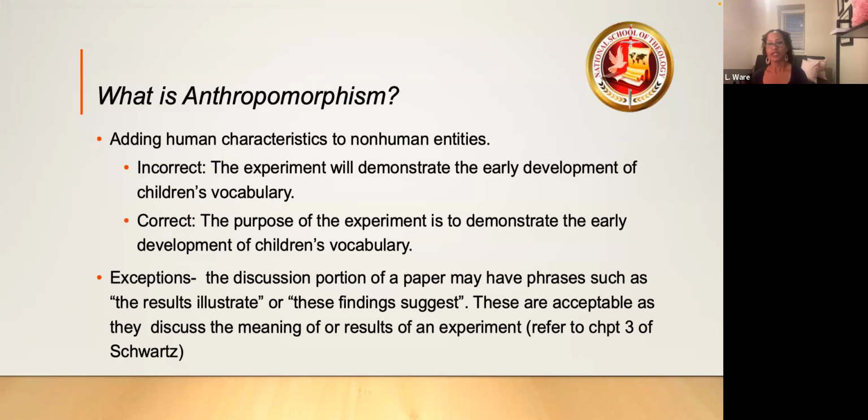So if the discussion part of the paper has phrases like the results illustrate, so you're talking about the results of an experiment, the results of a study, or these findings suggest, okay? Many of you will be using these phrases, particularly in your dissertation, or your thesis for that matter, whenever you're doing research, right?